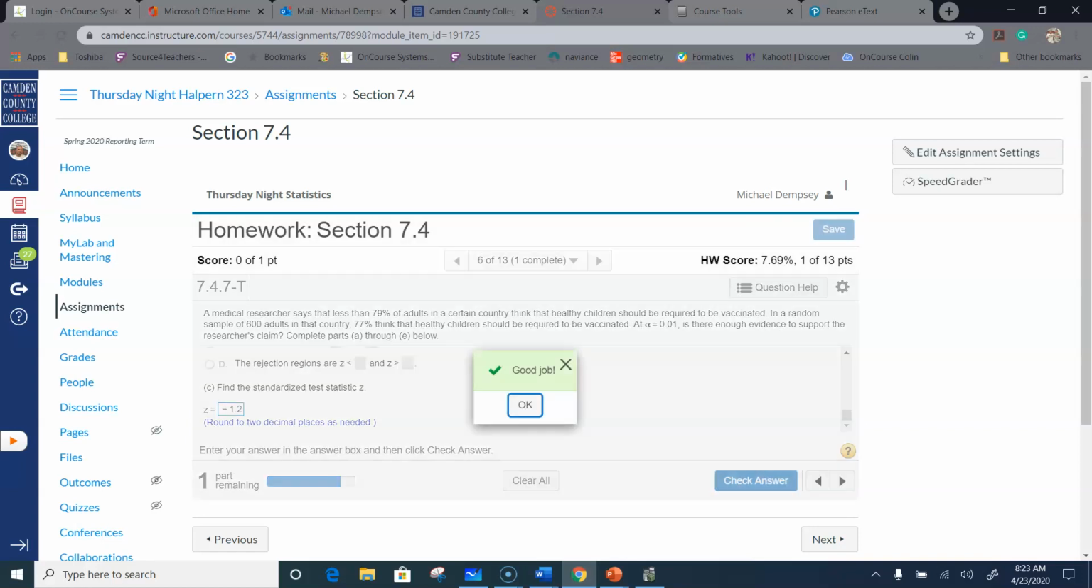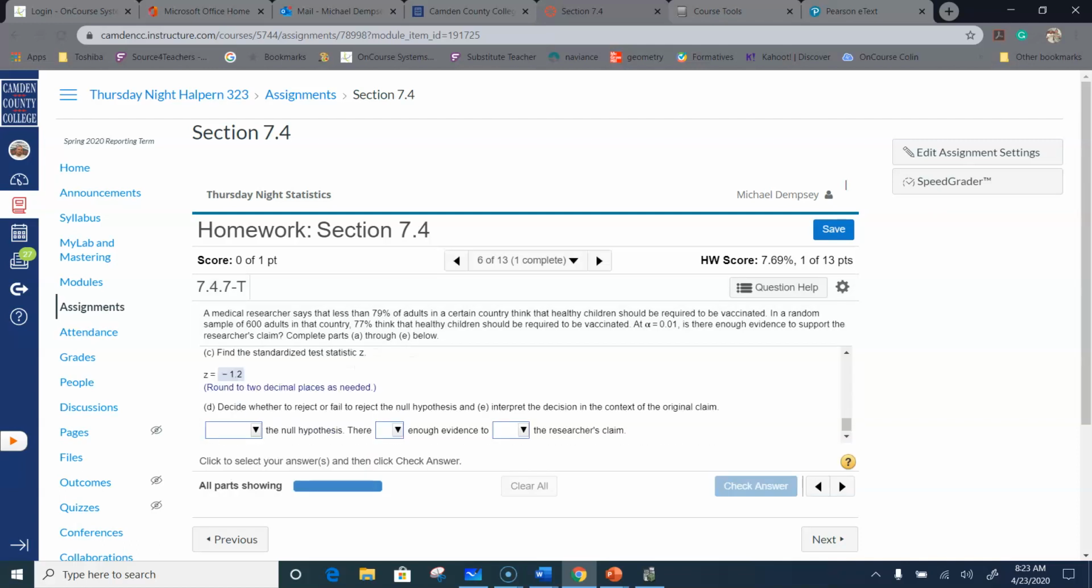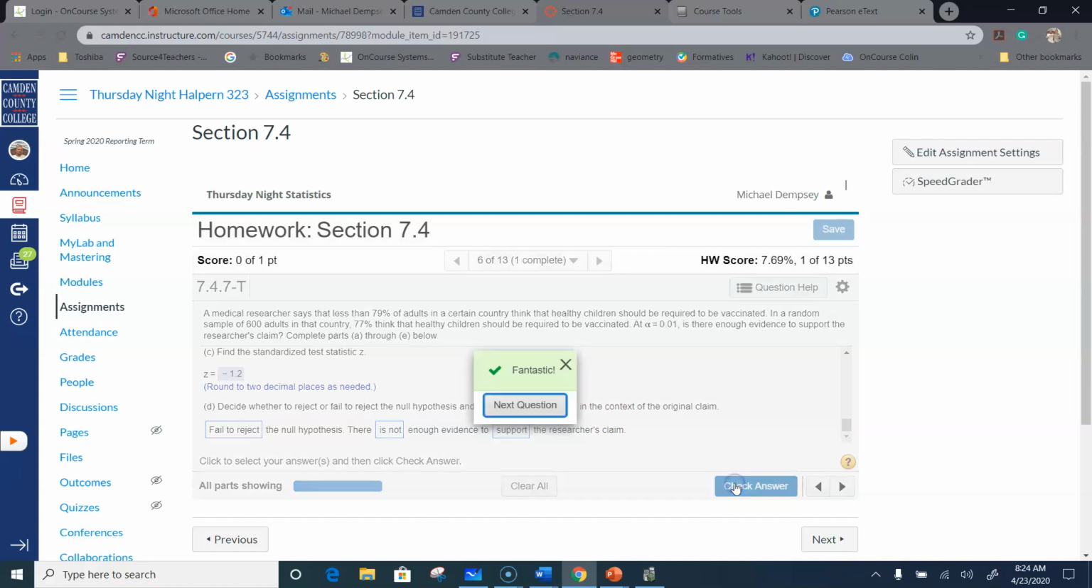So we can see that that's not going to be impressive to us. We needed it to be negative 2.33. So we would not reject the null hypothesis here. There is not enough evidence to support the researcher's claim. Remember, his claim was that it's less than 79%, and we did not get 77. Even though 77 is less than 79, it's not significantly less than 79 with a 1% significance level and a sample size of 600.